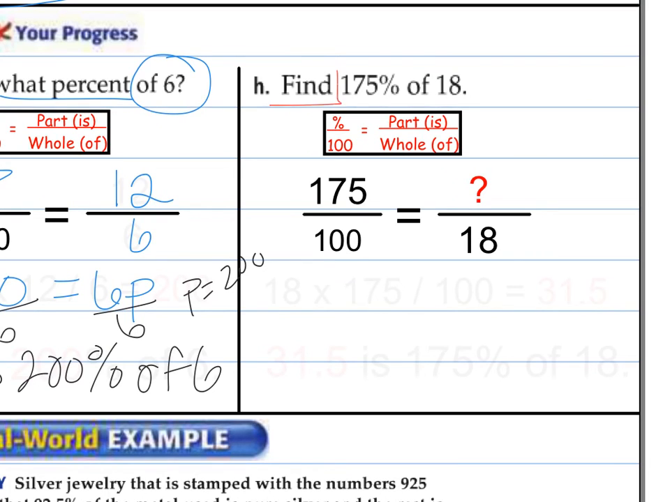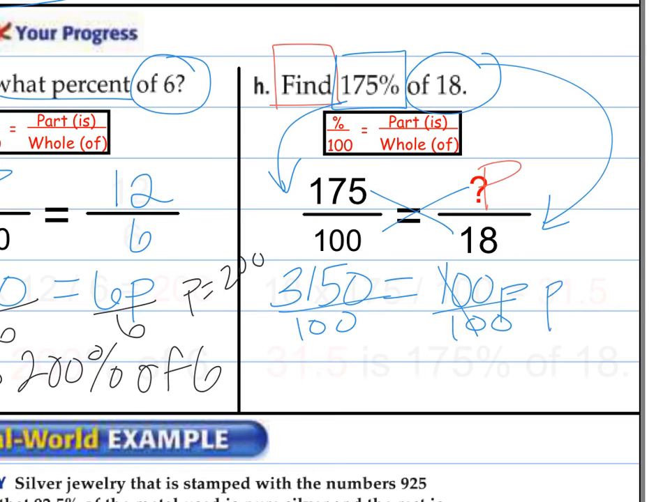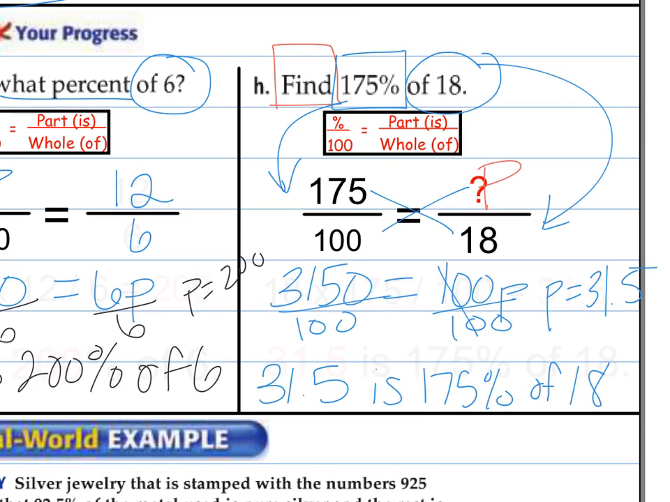Find, which means what is, we're looking for the part. 175%, that's 175 out of 100, of 18, our whole number. Cross products, we do 18 times 175 is equal to 100 times P. So we divide by 100, and we get P equals 31.5. So that was my part. So that means that 31.5 is 175% of 18. So if we're looking for something a percent more than our whole, our answer, our part, should be more.